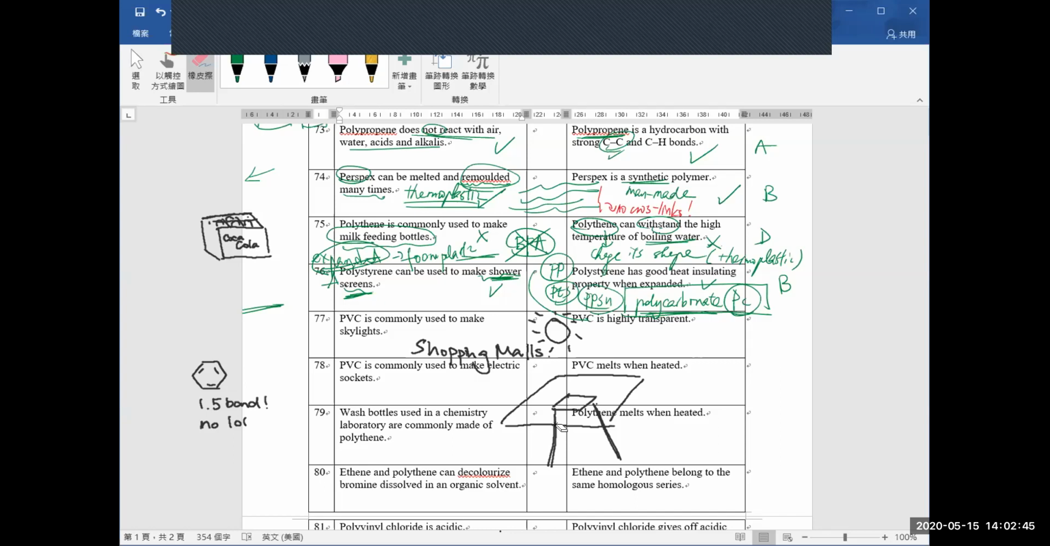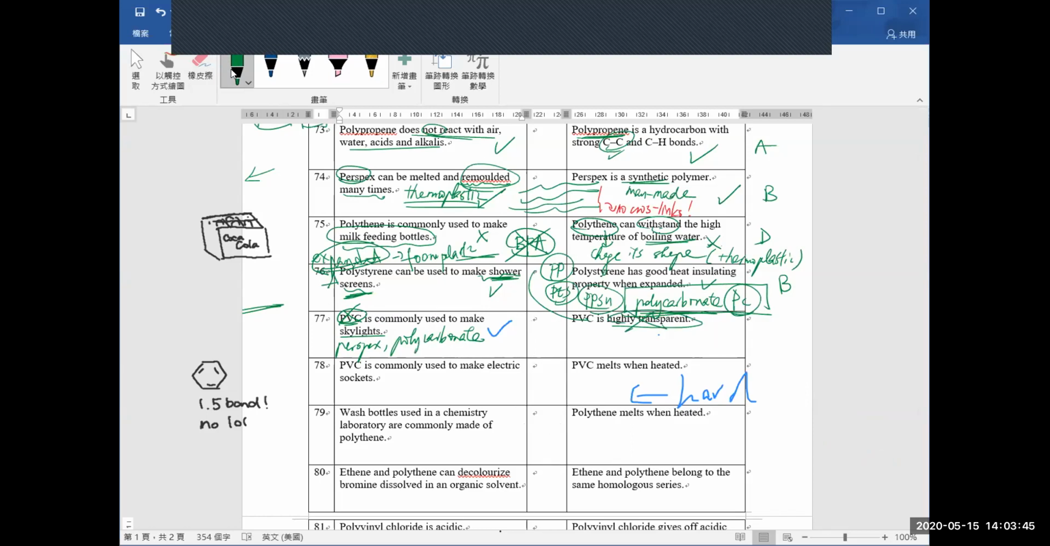So the question: PVC is commonly used to make skylights and is highly transparent. Correct or not? What can be skylight plastics? It can be polycarbonate. It can be Perspex. Yes, that's right, because it is hard enough. But not PVC. Polystyrene is not either. PVC is highly transparent, but the statement is wrong. This one is also wrong. So what is the answer?